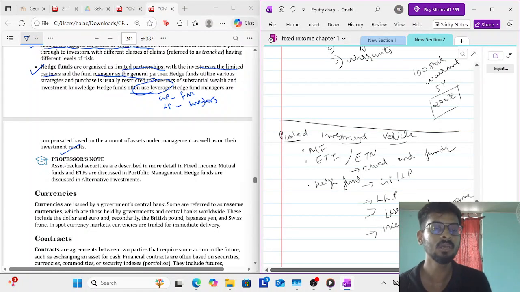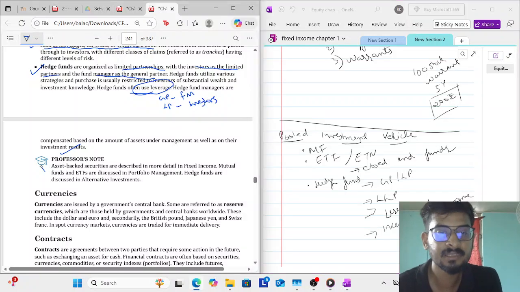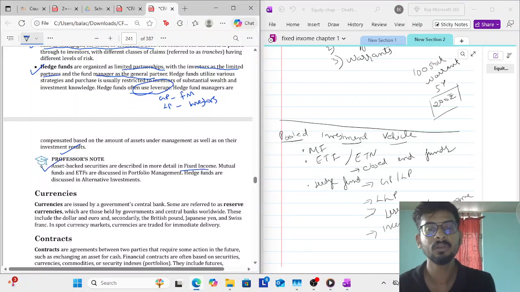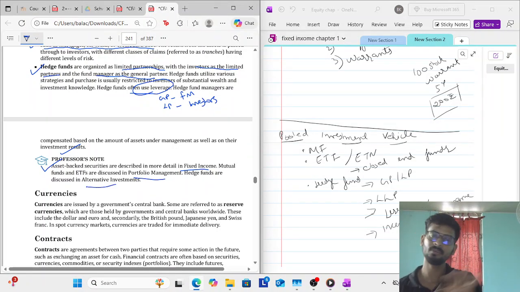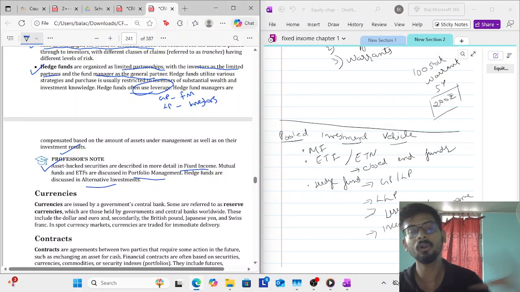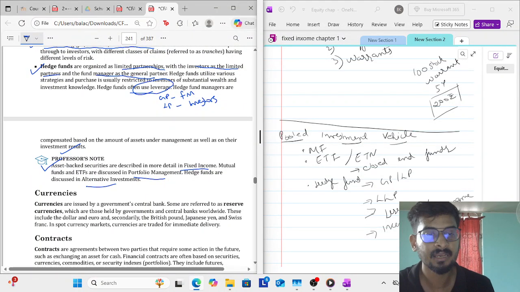Professor's note: asset-backed securities are described in more detail in fixed income, that I only told. Mutual funds and ETFs are discussed in portfolio management. Hedge funds are discussed in alternative investments. So we just need a glimpse of it. The rest we will learn in subsequent chapters. Now let's move to currencies.